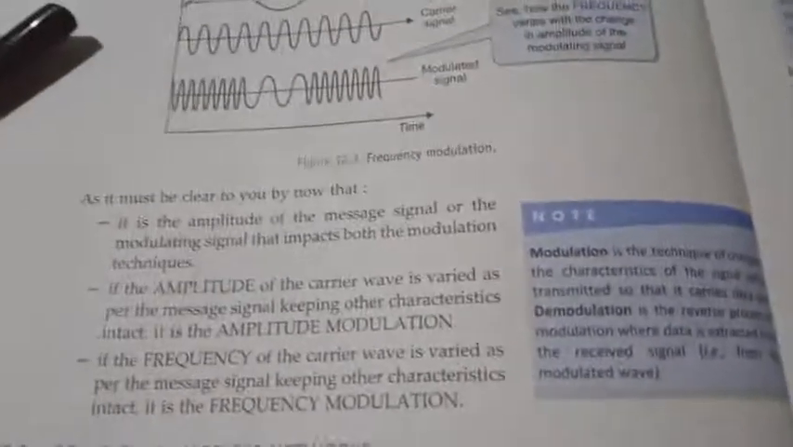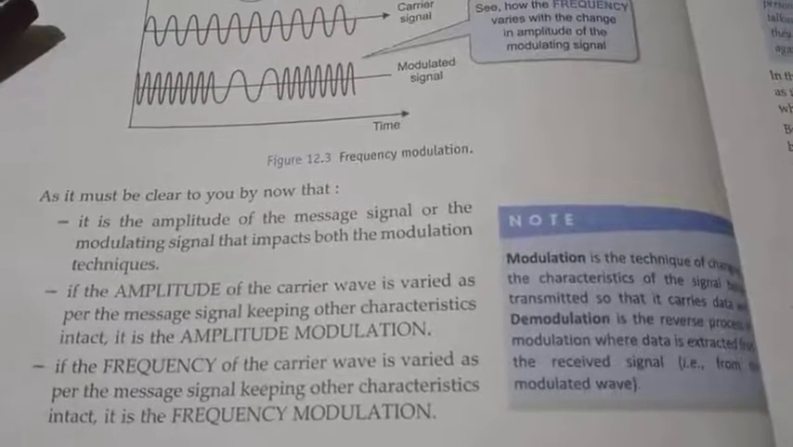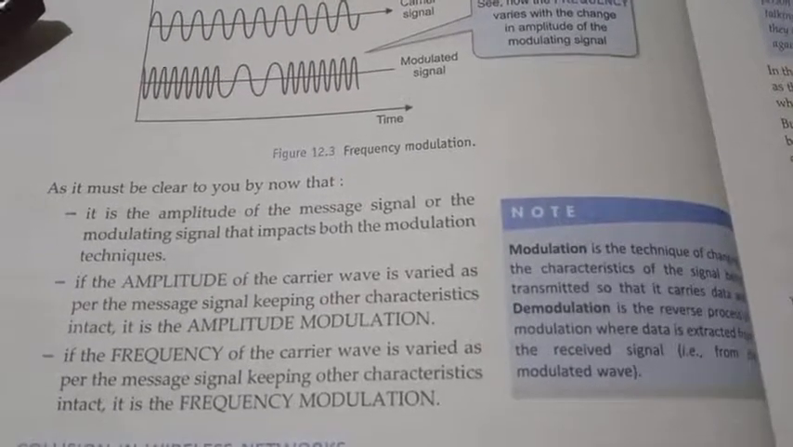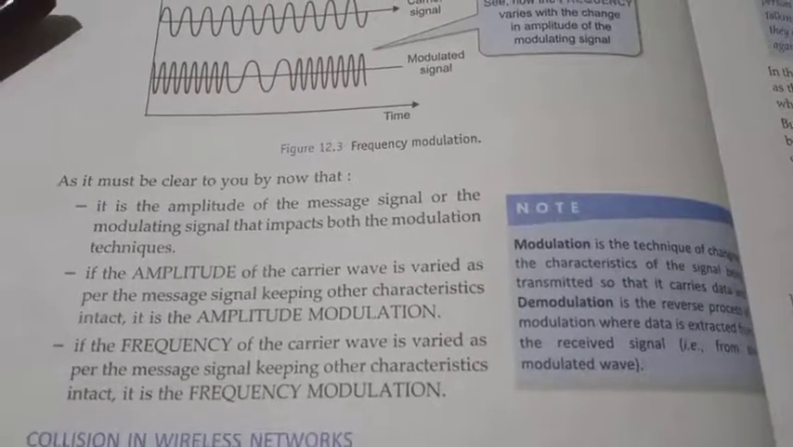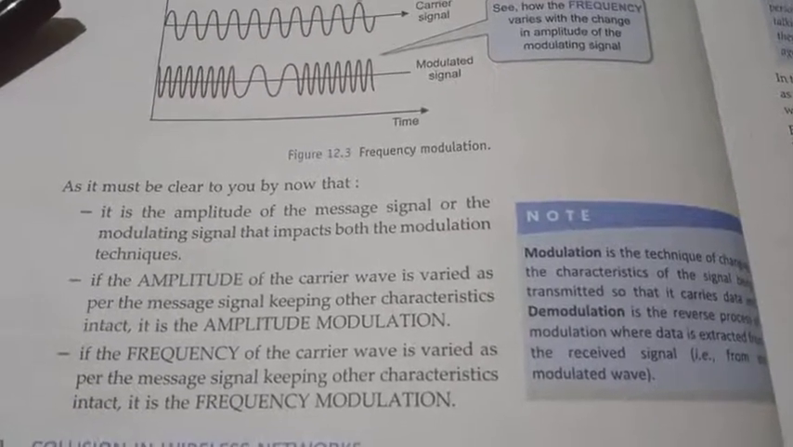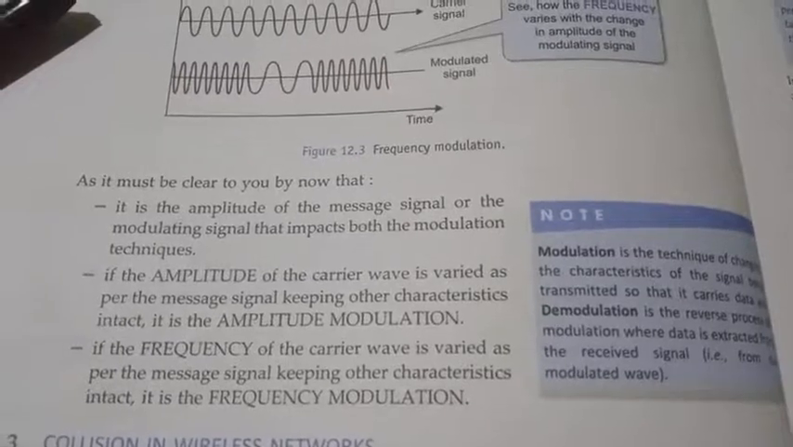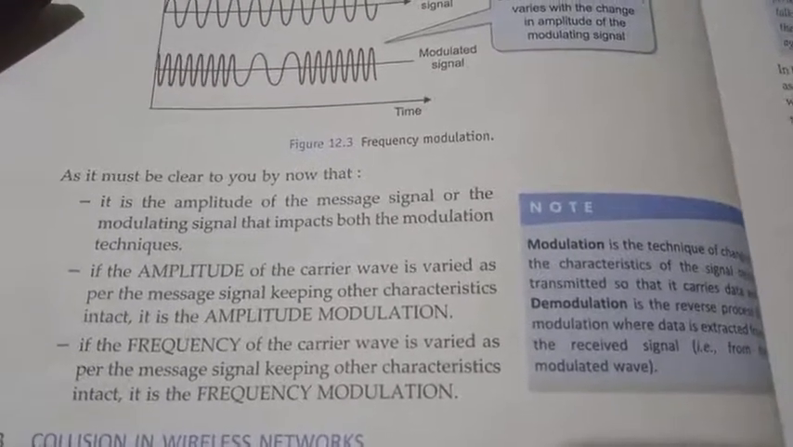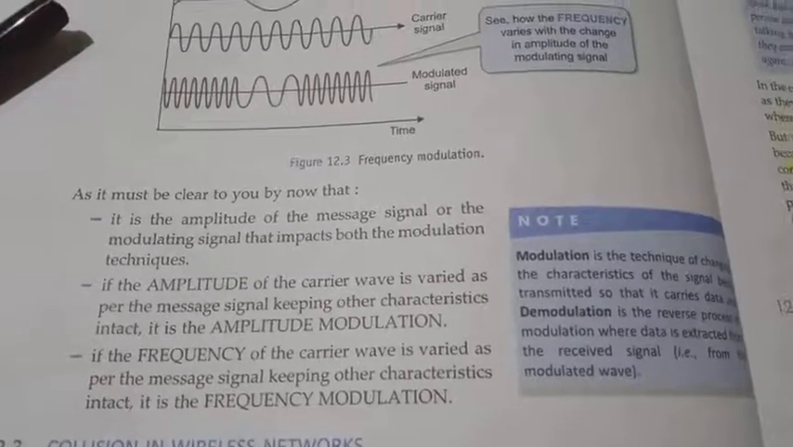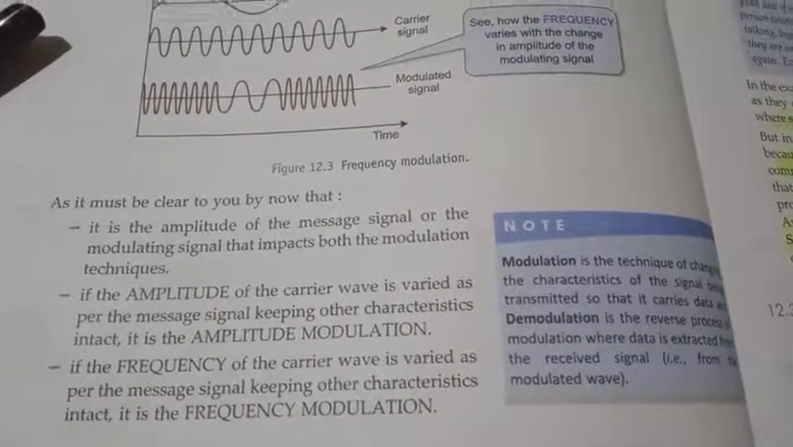So then, modulation we already studied. Demodulation means the reverse process: extracting the original message from the modulated wave. Modulation means our message is embedded on a carrier wave to get the modulated signal. Demodulation is the reverse process. From the modulated signal we receive our original message.